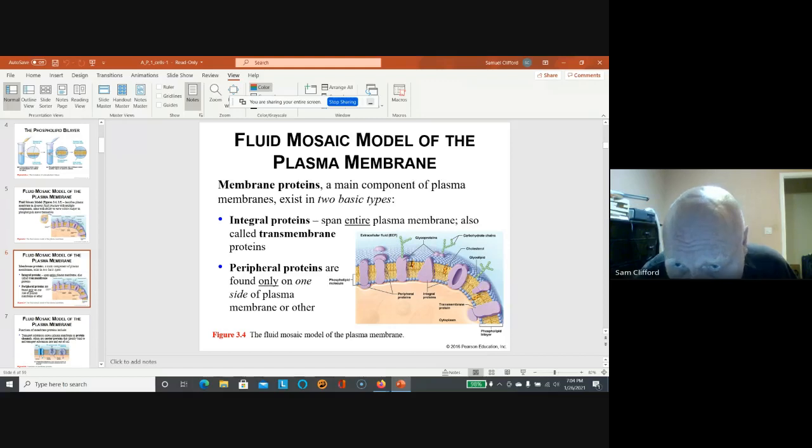So again, let me repeat. Glycoproteins are a carbohydrate chain attached to a protein. Glycolipids are a carbohydrate chain attached to a lipid, a phospholipid. The glycoproteins and the glycolipids are identifiers for cells. It helps tell other cells and hormones what kind of cell is next to them if they're moving around.